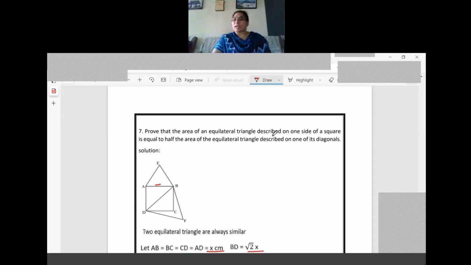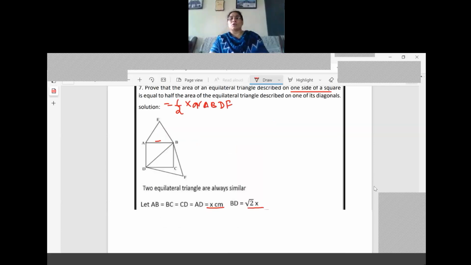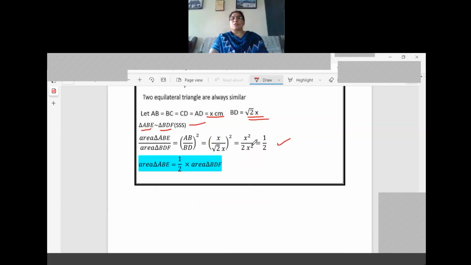Area of an equilateral triangle described on one side of the square, which is that triangle ABE, equal to half the area of the equilateral triangle described on one of the diagonals, which is that triangle BDF. We required the result in this form only. So now we got that 1 by 2 here. So we are keeping AB this side and half into we are taking to this side. So half into area of the triangle BDF.